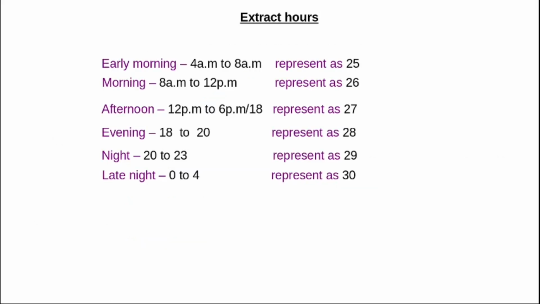After extracting the hours we make slots: early morning 4 a.m. to 8 a.m., morning 8 a.m. to 12 p.m., like that. I create almost six segments, and early morning I represent as 25. So 25 in this context means the early morning. It is not mathematics. I am just using this symbol. It is called 25 and it means early morning here, not the number 25 like in mathematics.